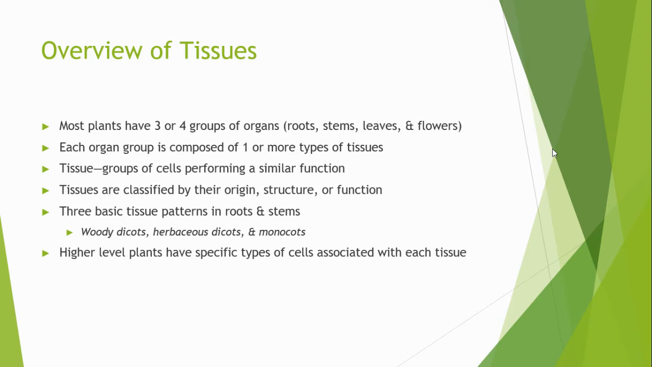There are 3 basic tissue patterns in roots and stems. We have woody dicots, herbaceous dicots, and monocots, and you're hearing those terms again now for the second time. Higher level plants have specific types of cells associated with each tissue, so they just get more specific as they go.